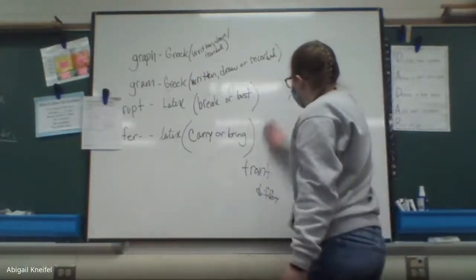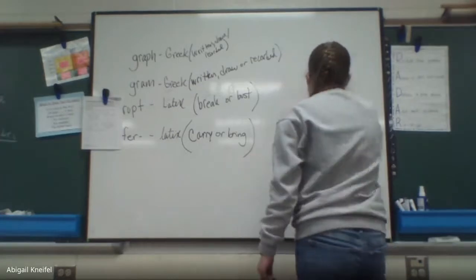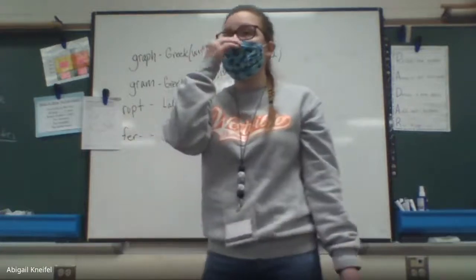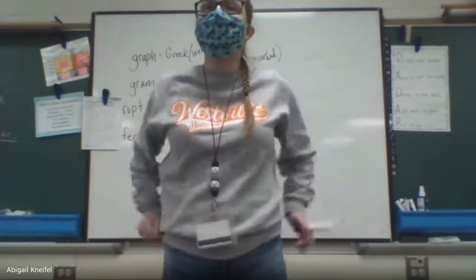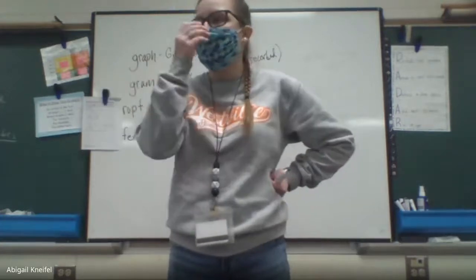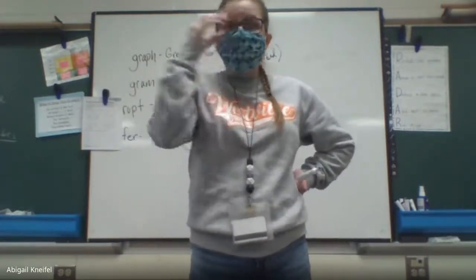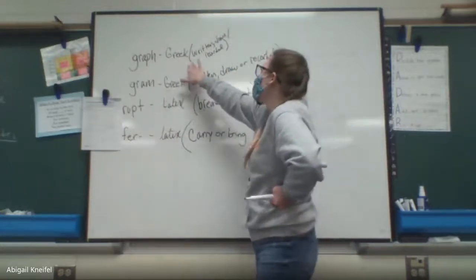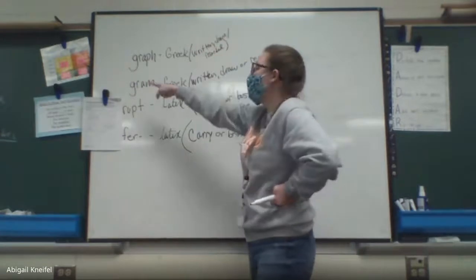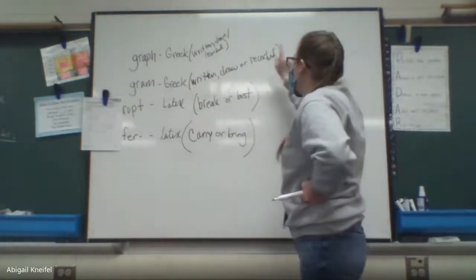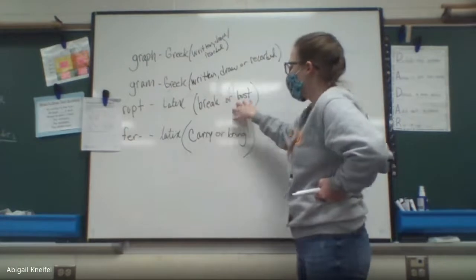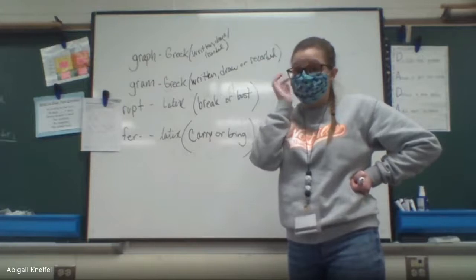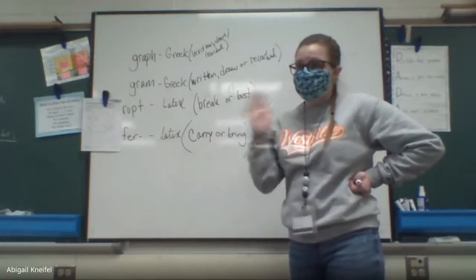All right. So, quick little things. Let's review. These ones are not my favorite. I think roots are the ones that follow the rules at least, like suffixes and prefixes, those are pretty set. But the general statement is: graph is Greek. It means written, drawn, or recorded. Gram is Greek. It means written, drawn, or recorded. Rupt means to break or bust. And fer means carry or bring. Are there any questions? Going once, going twice.